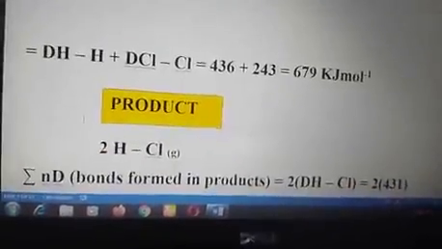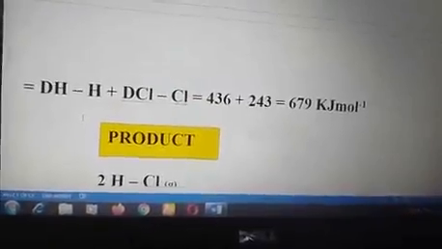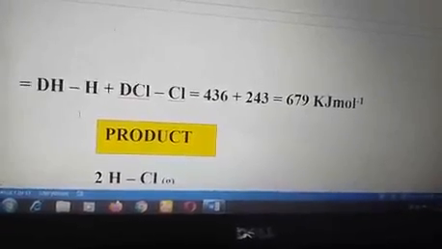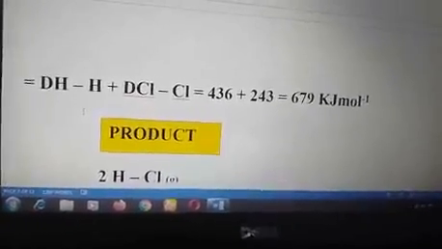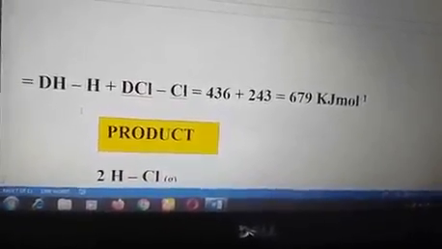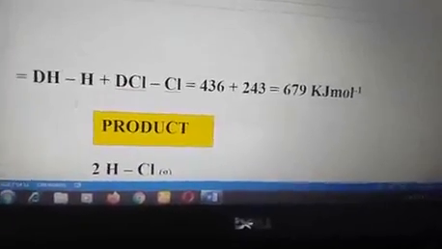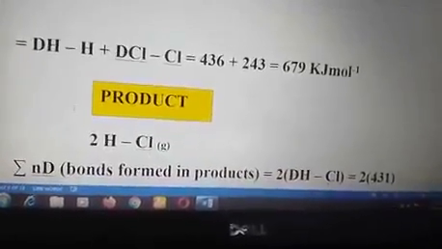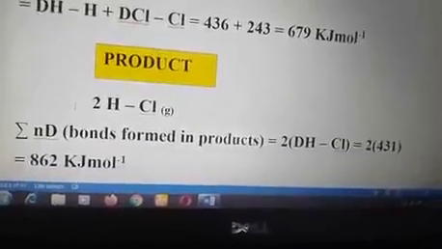So the hydrogen is given to us in the equation: D H-H plus D Cl-Cl single bond. The bond energy of the hydrogen to hydrogen single bond is 436, while the bond energy of the chlorine to chlorine single bond is 243. We'll add the 2 of them together, and we'll have 679 kilojoules per mole for the reactants. Going to the product, we will have 2 moles of HCl.